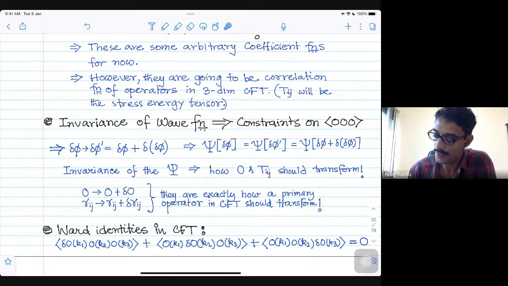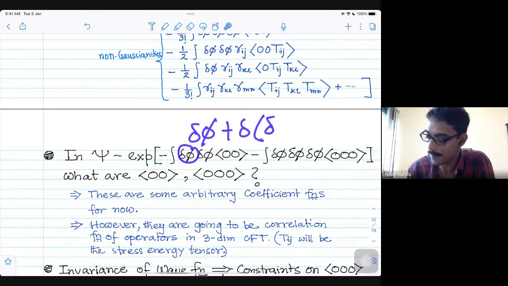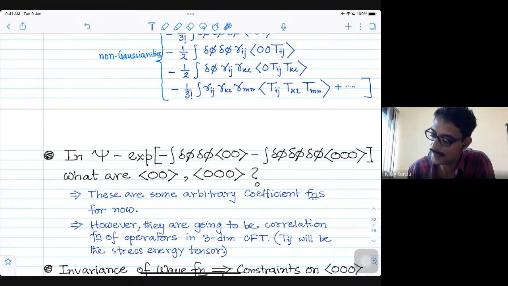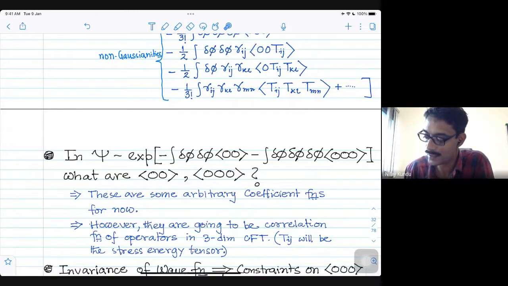The idea is that this delta phi will change, so that will be some delta of delta phi. But when evaluated, the psi should be invariant. So I can change this delta of delta phi by some integration by parts and demand that this O changes in a negative way. So how should this O be changed such that even if delta phi changes, the psi remains invariant? That will tell me how this O and this Tij should transform.